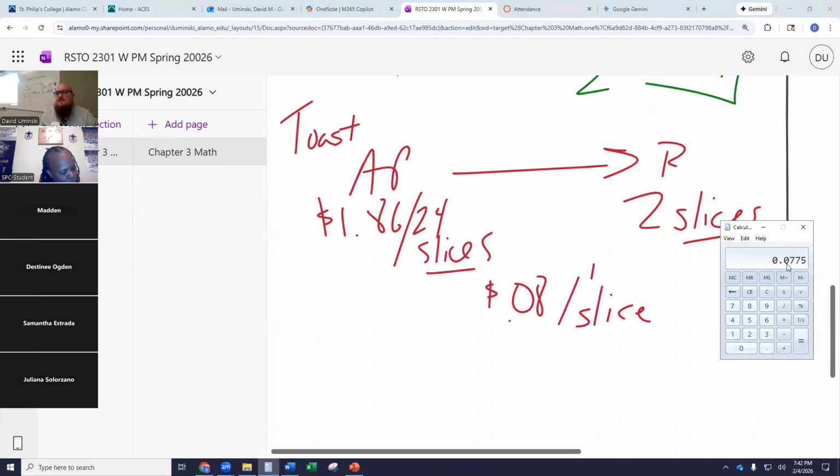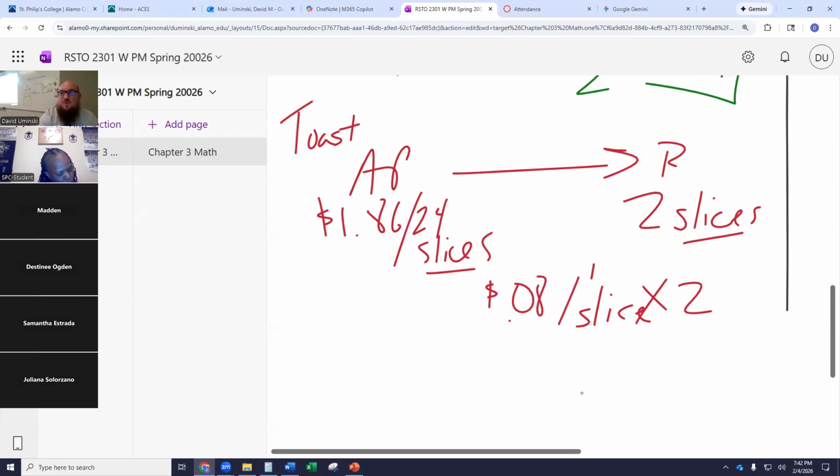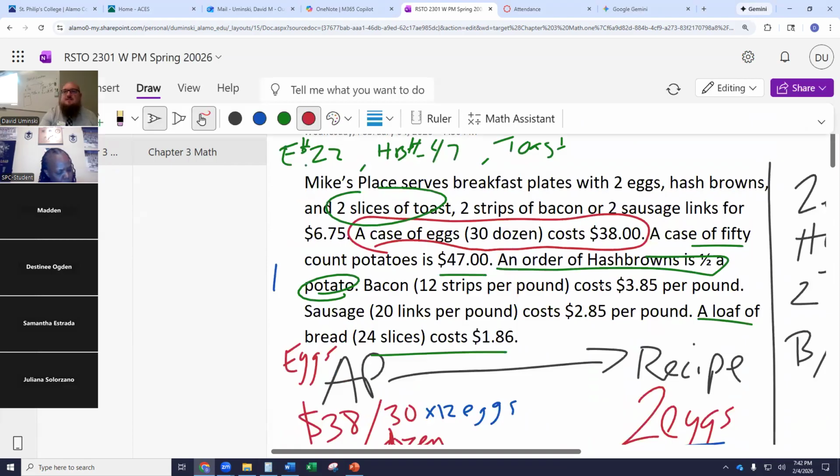My calculator says 0.0775. So I'm going to round up to the nearest penny. That second decimal goes up 1. So now we multiply by 2 slices, and we get 16 cents. So my toast is 16 cents.